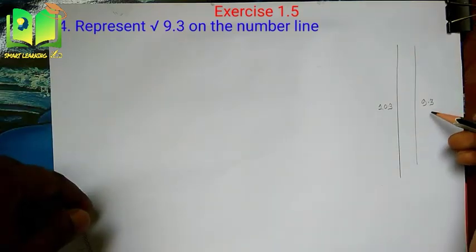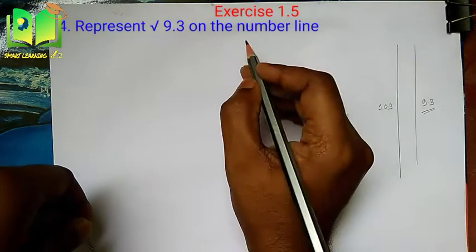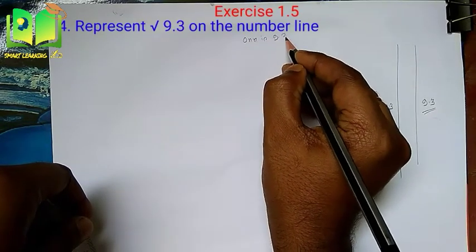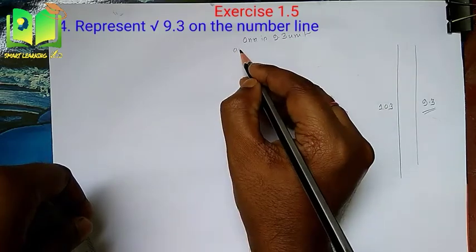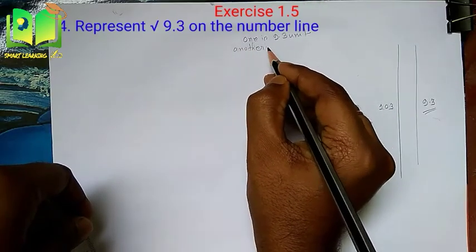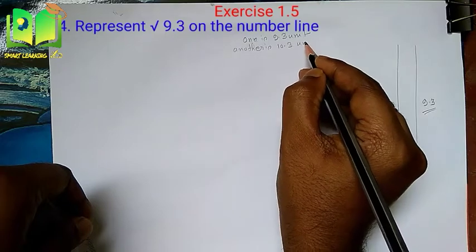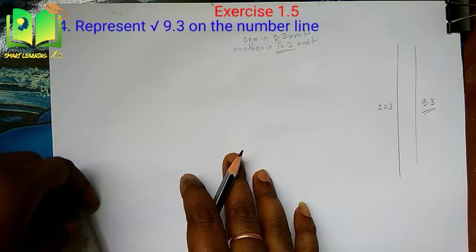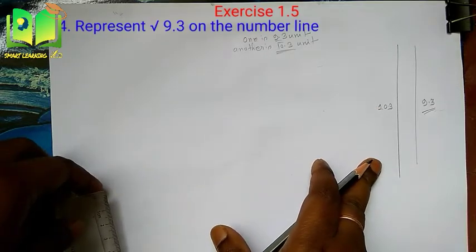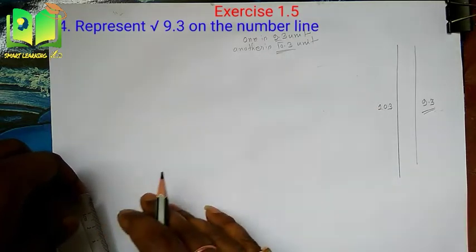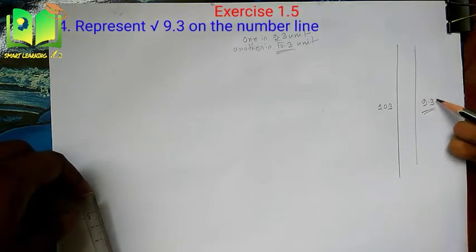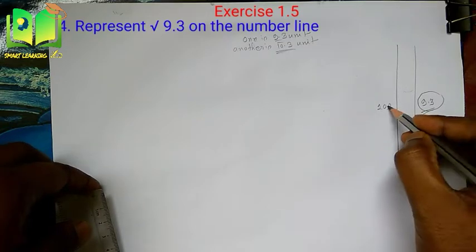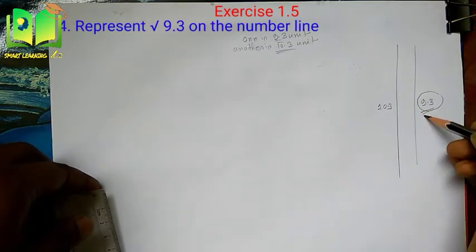In your book, the question is 9.3. That's why we need 2 lines. One is 9.3 unit and another is 10.3 unit. After drawing, I will explain why I am taking this 1 unit here. First, see how to draw. For any value, we need what? We need 1. We have to add 1 unit extra to the previous value.